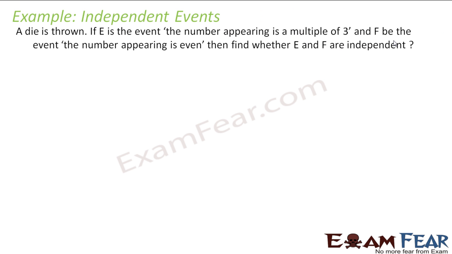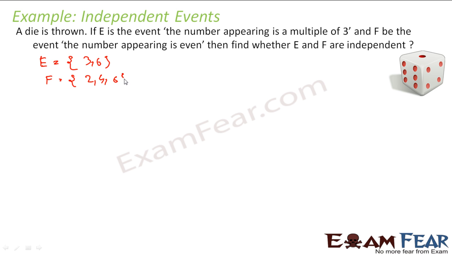We'll take one example. A die is thrown. If E is the event, the number appearing is a multiple of 3, and F is the event, the number appearing is even, then find whether E and F are independent. So I have a die that is thrown, right? E is the set which says the number appearing is a multiple of 3, that is 3 and 6. E will have 3 and 6. F is the number appearing is even, that is 2, 4 and 6, right? I have to find whether it is independent or not, correct? How to find?